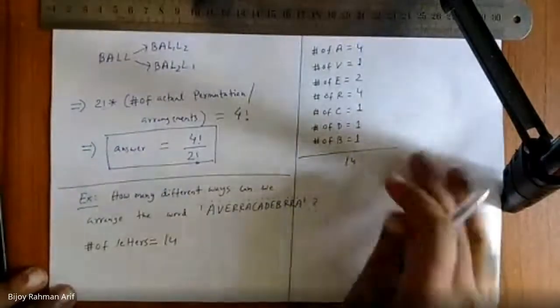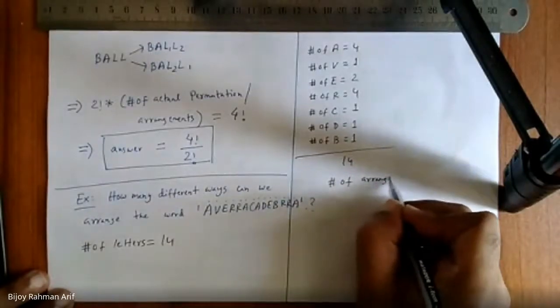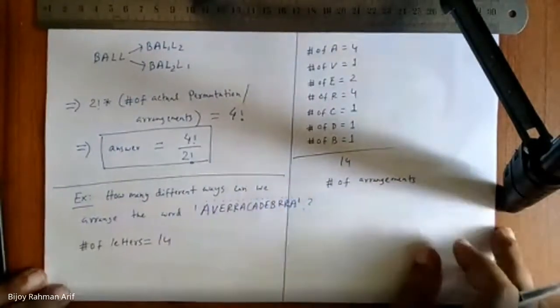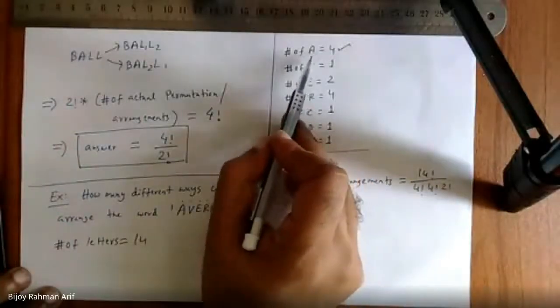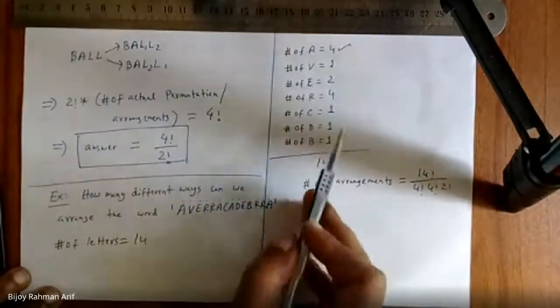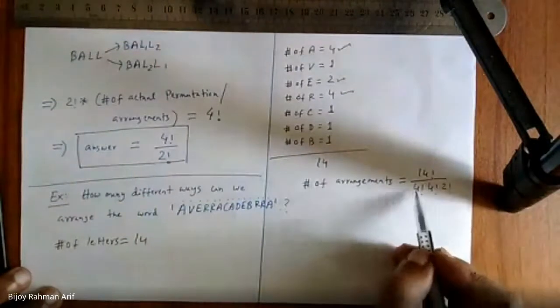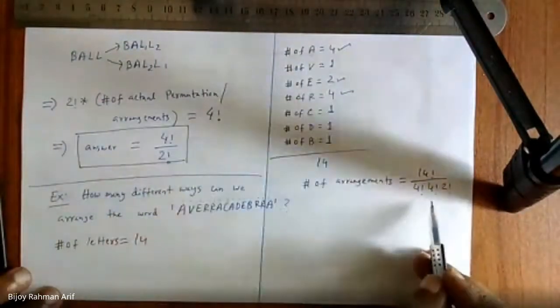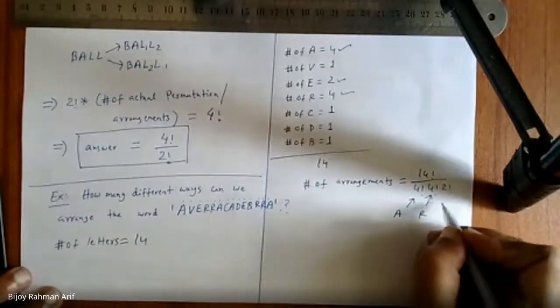So what would be the number of arrangements? The number of arrangements is 14 factorial divided by 4 factorial, 2 factorial, 2 factorial. Because 14 factorial we get considering all the A's different and all the other repeated letters different. But they are not actually different. They are the same. So that's how we are going to divide by 4 factorial for A, and 2 factorial for each of the other repeated letters.